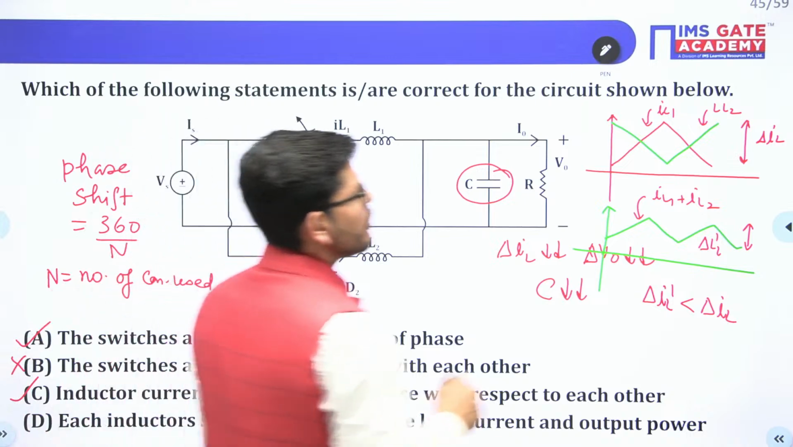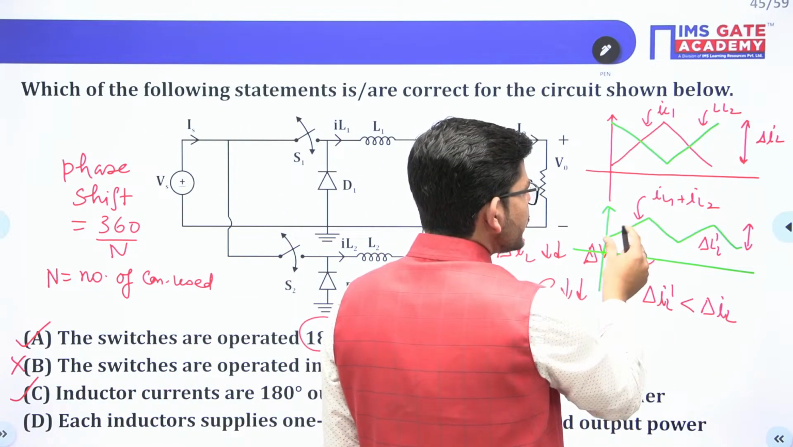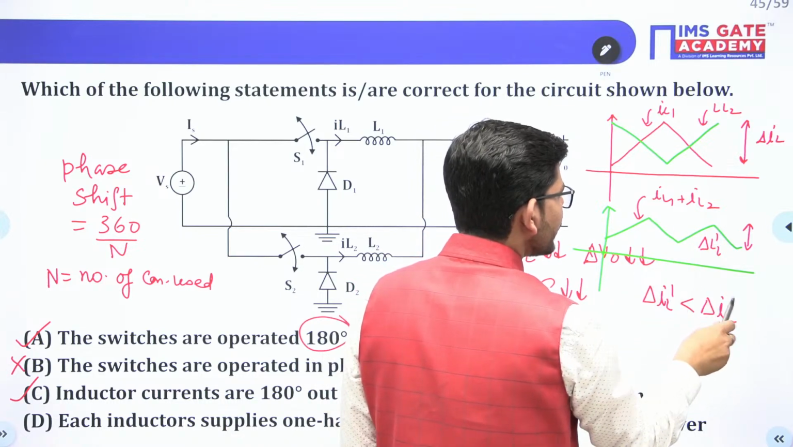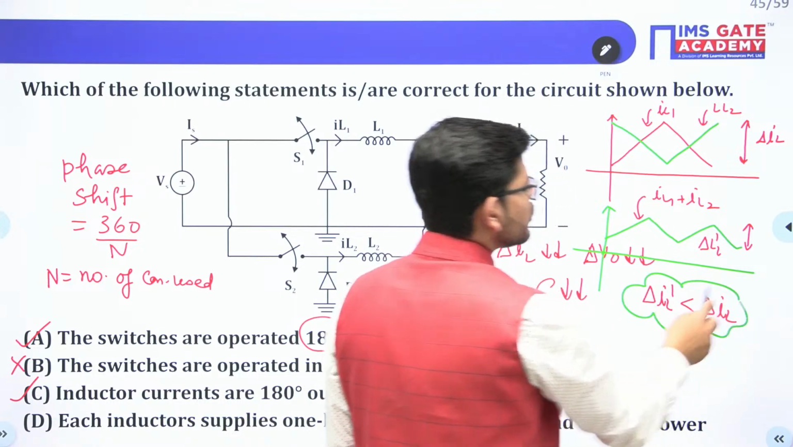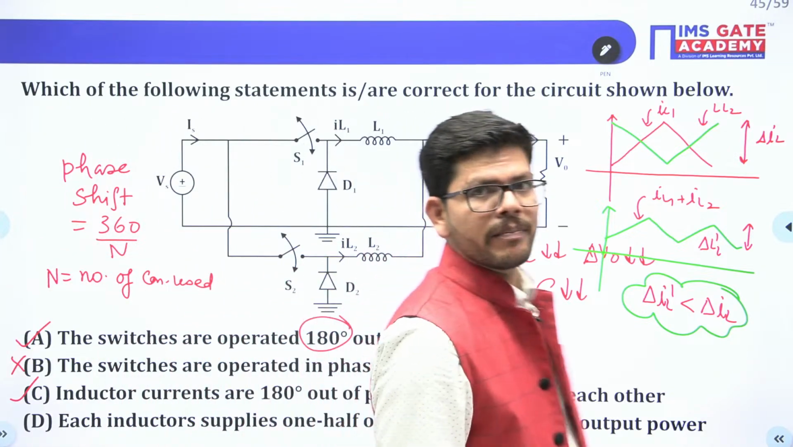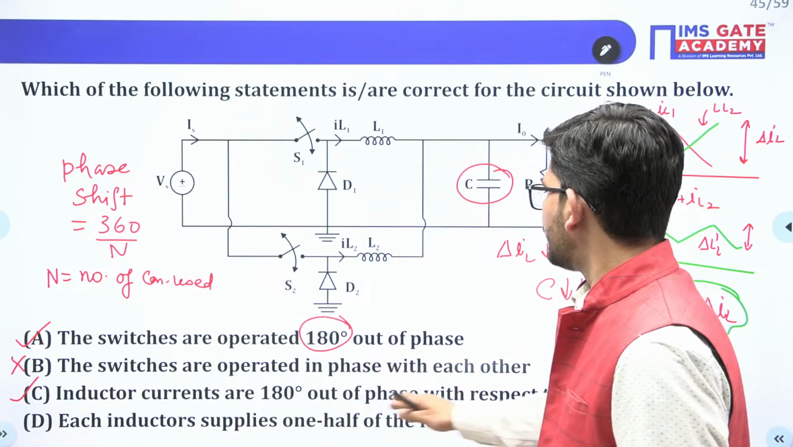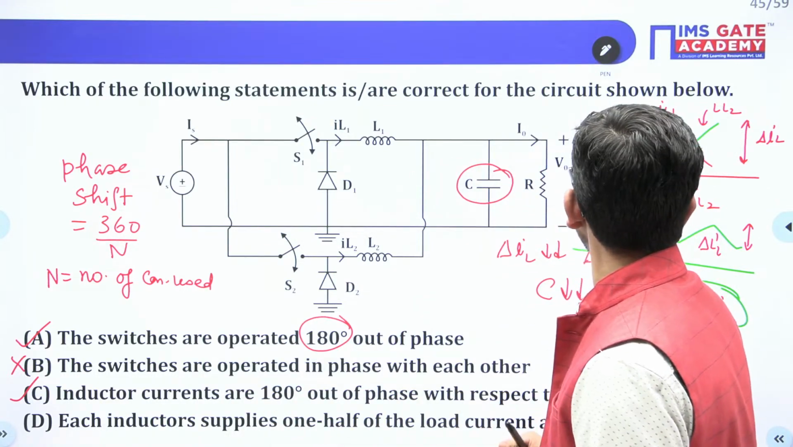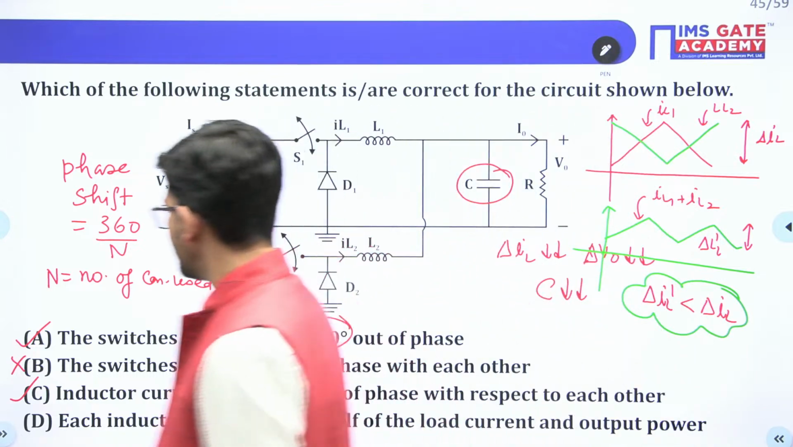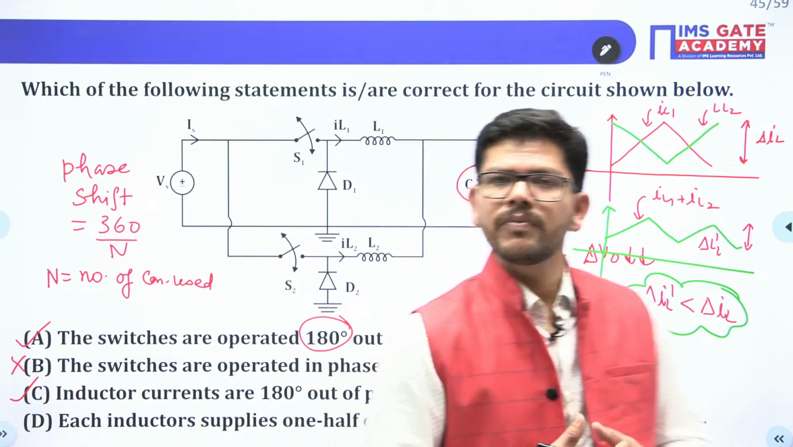So ultimately what will happen, if the ripple current here is del IL, then the combination will have less ripple current, and this is the purpose of doing this interleaving. This is the purpose of connecting these converters in parallel. So inductor currents are 180-degree out of phase with respect to each other. Isn't it correct? Yes, of course this is correct. Inductor currents will be 180-degree out of phase with each other.